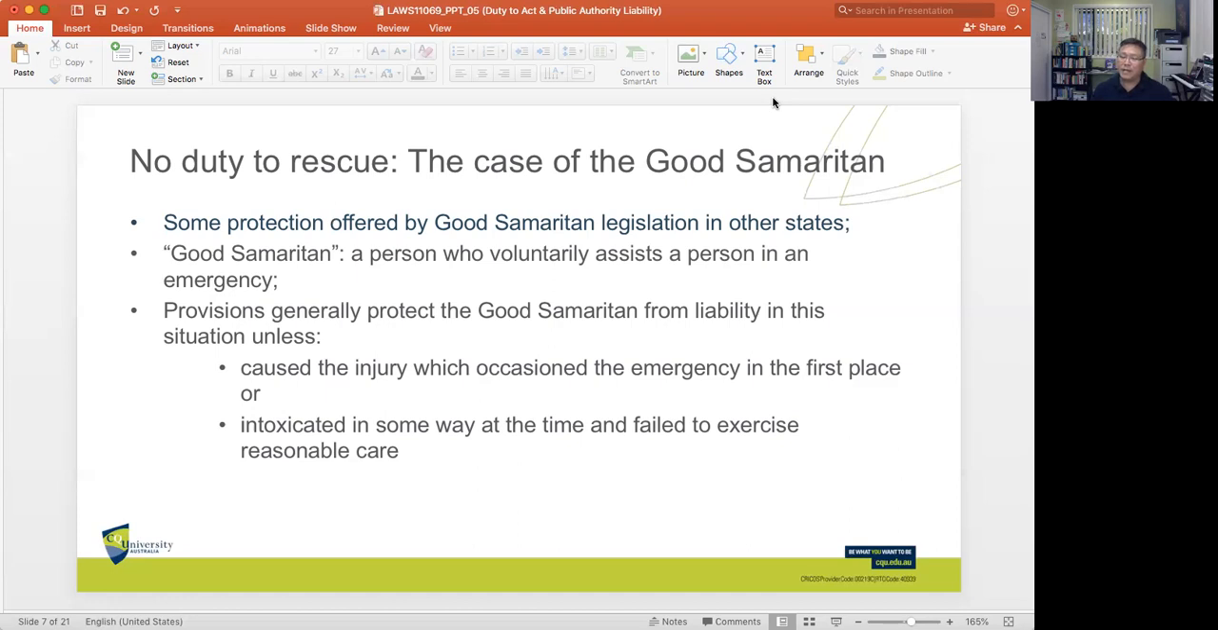So for example, you had a friend, you were in a boat and you were mucking around, trying to make fun and trying to get each other off the boat. Then your friend falls off the boat and begins to drown. You then try to save him, and in doing so, you cause him injury. The question is, because you were a Good Samaritan, are you covered by the Good Samaritan legislation? The answer is no, because you caused the emergency in the first place. And if, as a Good Samaritan, you were intoxicated in some way and failed to exercise reasonable care, the Good Samaritan legislation in most states other than Queensland also will not apply.